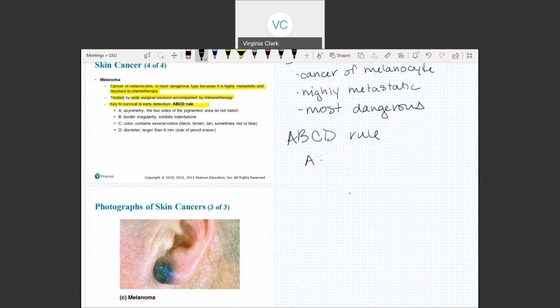So A, when you see A, it's asymmetry. Are the two sides of the pigment consistent, or does the pigment match all over? Or is there an asymmetry to the actual pigment itself? Remember, we're talking about melanocytes, melanoma, so it's a dark tumor. So B is going to be border irregularity.